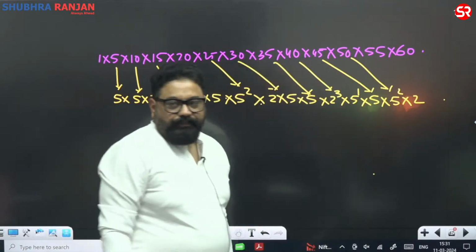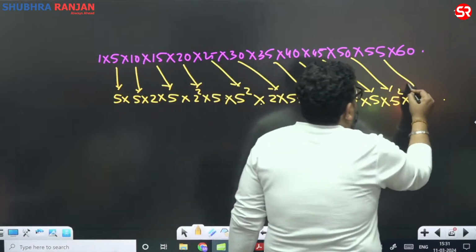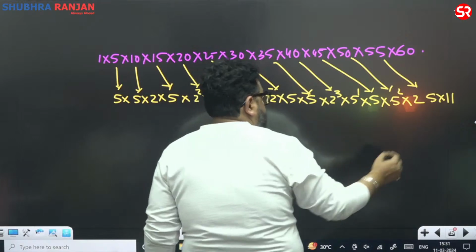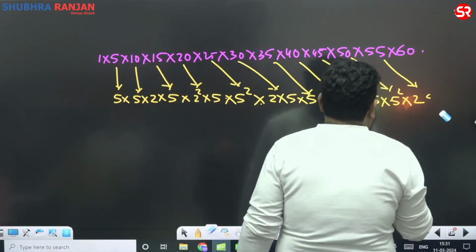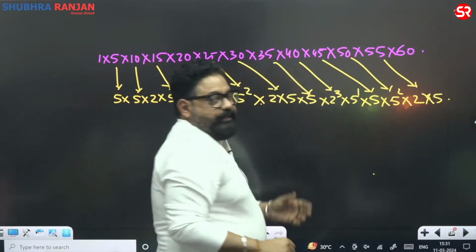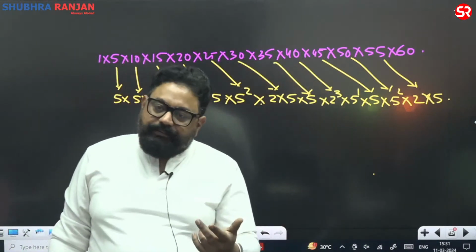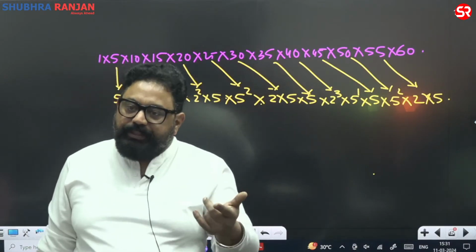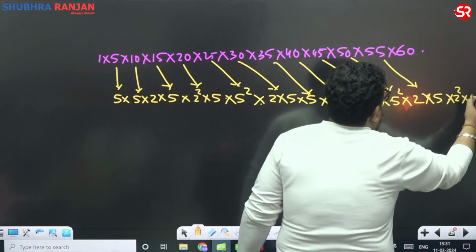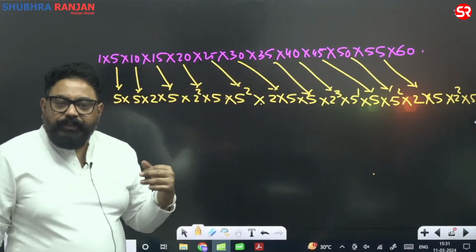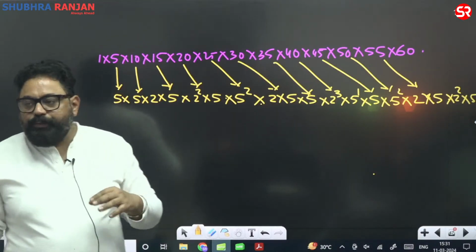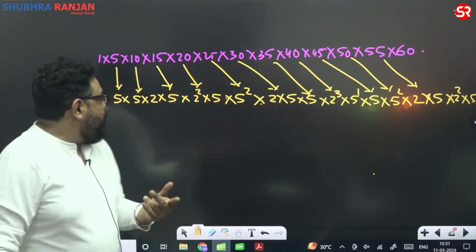50 is 5 into 5 into 2. 55 is 5 into 11, sorry, I don't need to write 11. And 60 is 12 into 5, where 12 would be 4 into 3, which is 2 square into 5. So how many 2s are there? How many 5s are there? Now you will see they are very smart. 2 would be more than 5, right? Check how many 5s first.